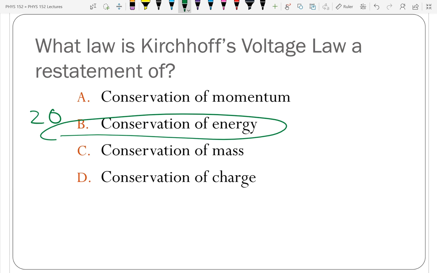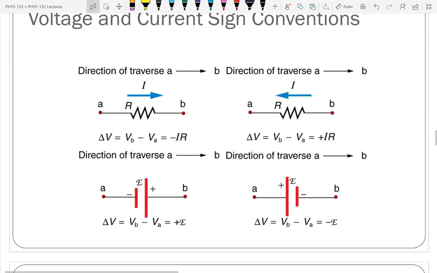Kirchhoff's voltage law is a restatement of conservation of energy. Can't create or destroy energy. It's conserved. This here is showing the sign conventions I just went over. The direction you go through is important for the signs. You have to pay attention.